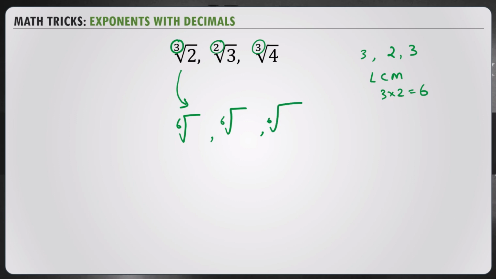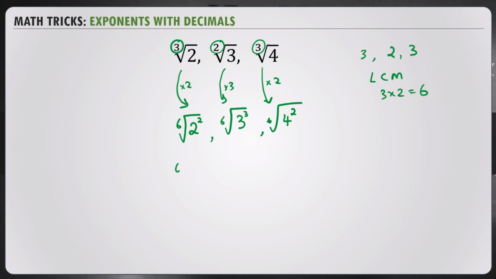Now we keep the 2 here. 3 into what gives me 6? 3 into 2 gives me 6, so this 2 becomes the power here. Next number, we write the 3 here. 2 into what gives me 6? 2 into 3 gives me 6, so we put the third power here. Then the next one, we bring the 4 down. 3 into what gives me 6? 3 into 2 gives me 6, so 4 gets the second power.